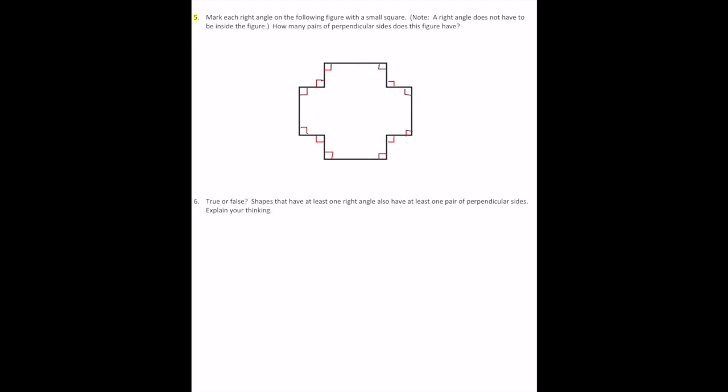So number 6, what do you think? True or false? Shapes that have at least one right angle also have at least one pair of perpendicular sides. Explain your thinking. So can you come up with a shape that has at least one right angle in it? And if so, do they have one pair of perpendicular sides? Okay, so by the very definition of what a right angle is and what perpendicular sides means, what do you think the answer should be?